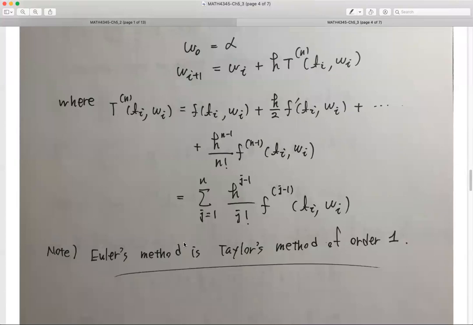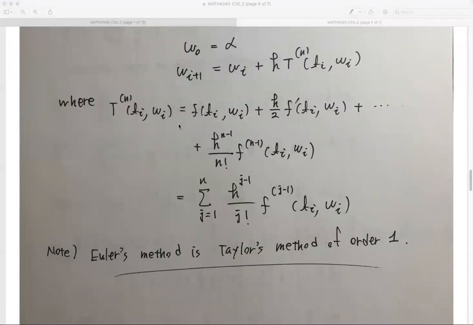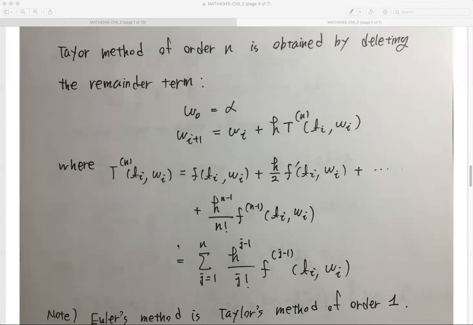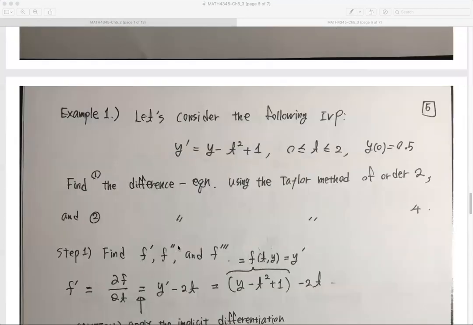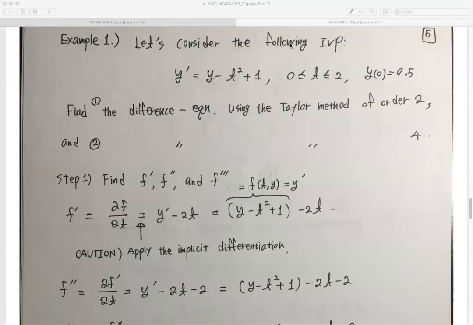So Euler's method is Taylor's method of order one. You see that Euler's method is a specific case of Taylor's method. Okay, so now let's consider the following problems. Find the difference equation using Taylor method of order 2, and then find the difference equation using Taylor method of order 4.